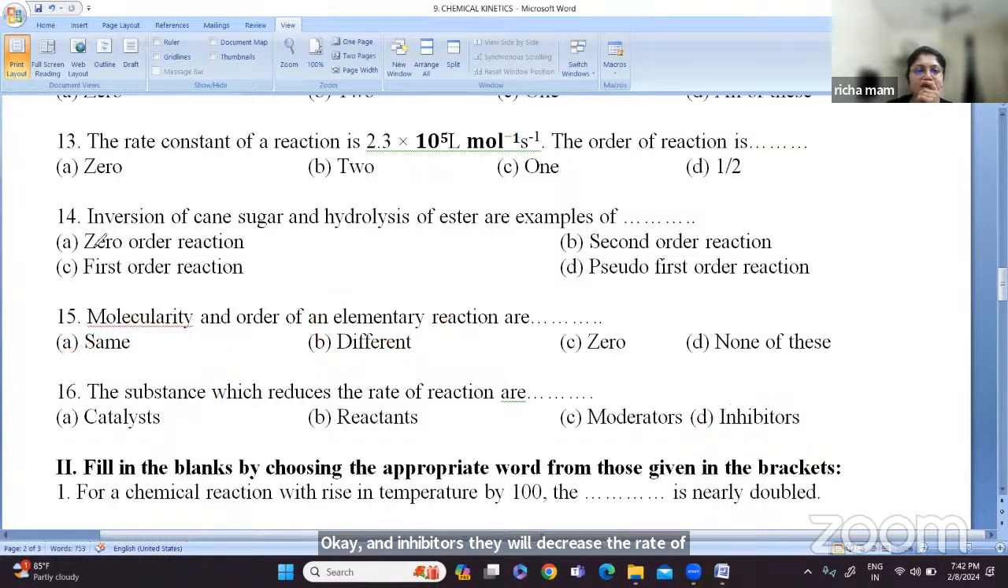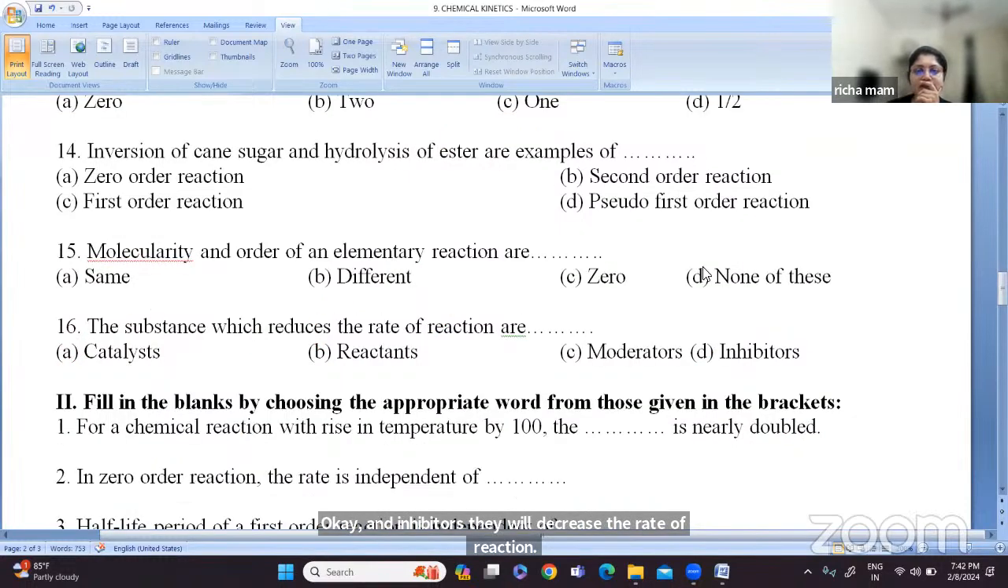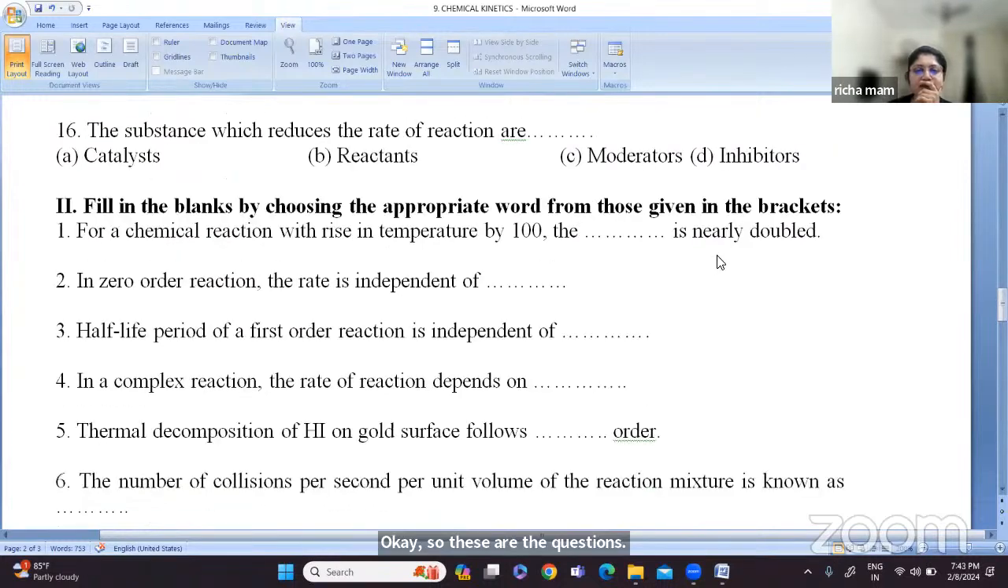Okay, so these are the questions. These are the MCQs. Next, we are going to see the fill in the blanks. So next are the fill in the blanks. Fill in the blanks by choosing the appropriate answer.